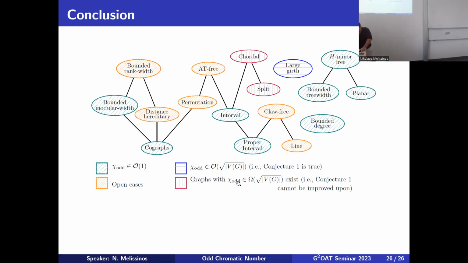And here we have some classes that we know require at least square root of the number of vertices colors, which is split graphs and cographs, because this is coming from the subdivided clique.